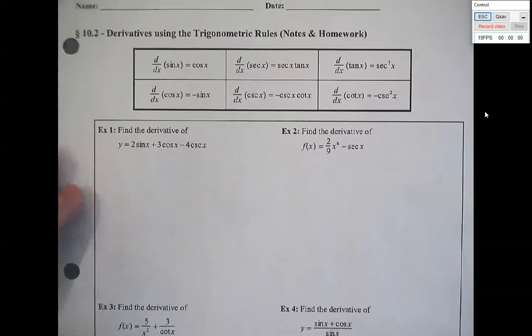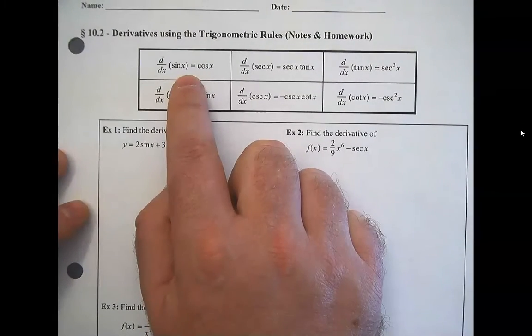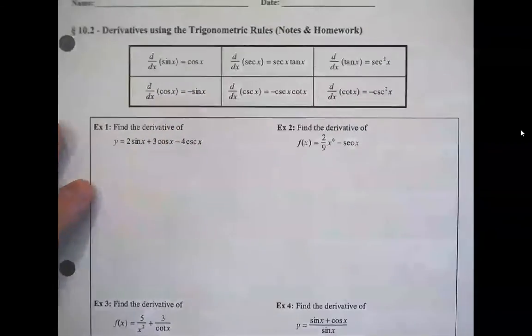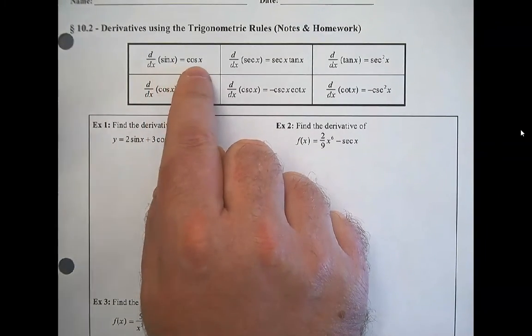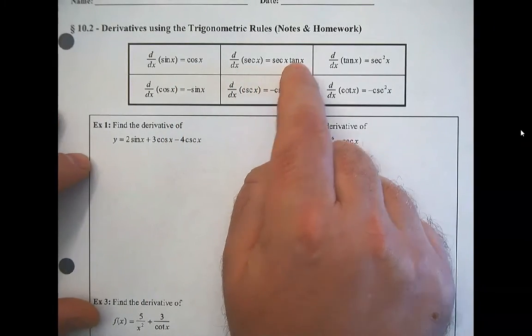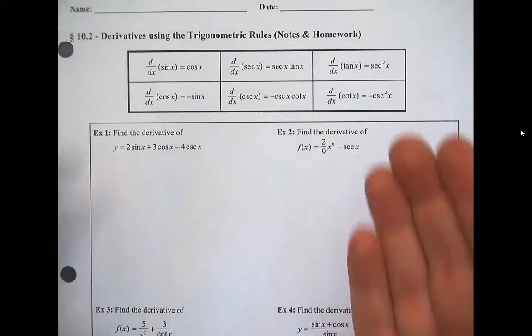Hey folks, today's topic is derivatives using trig rules. This isn't like the power rule, where there's work that has to be done. Literally, whenever you want to derive sine, it's just cosine. Whenever you have to derive secant, it's secant tangent. There's not a derivative shortcut here. When you're deriving the trig rules, you just derive them according to these rules.